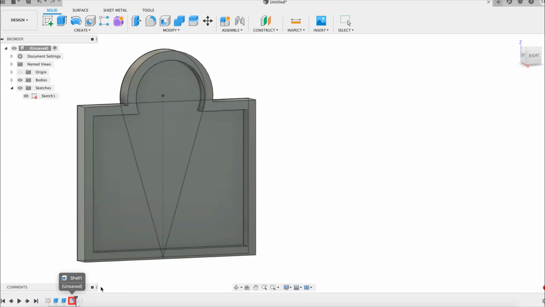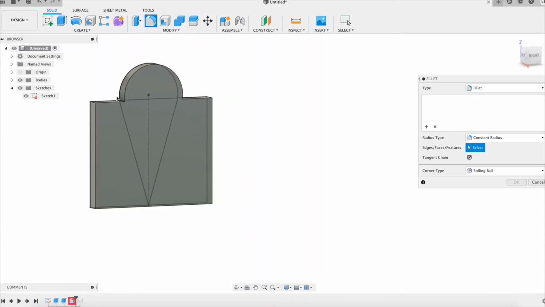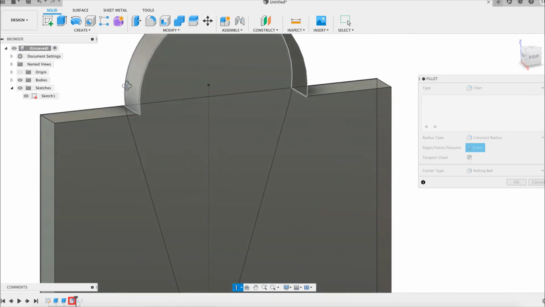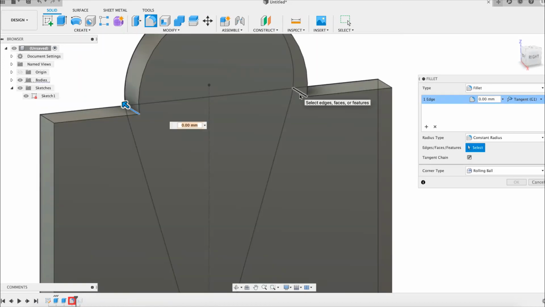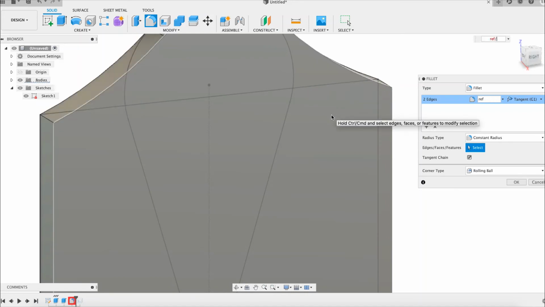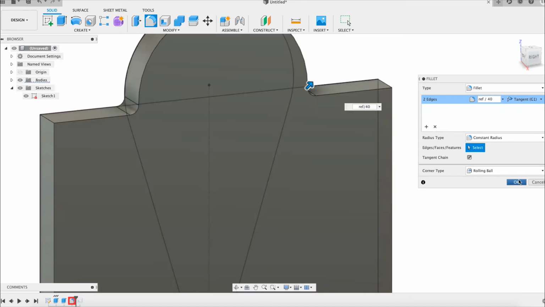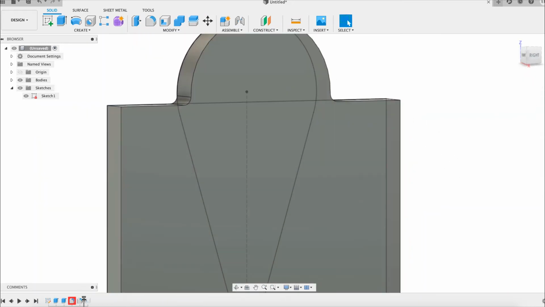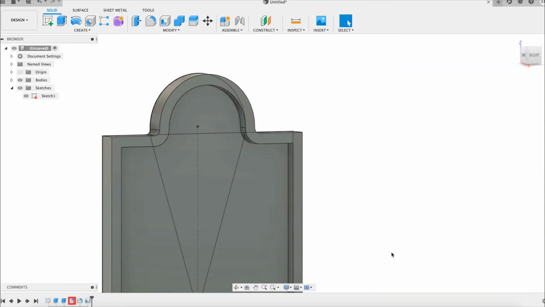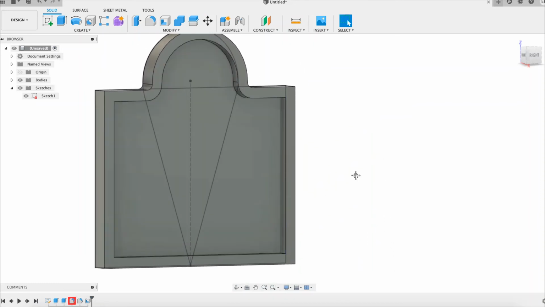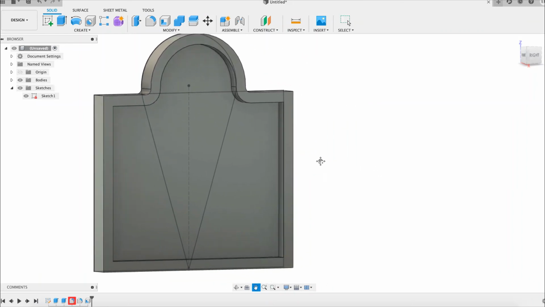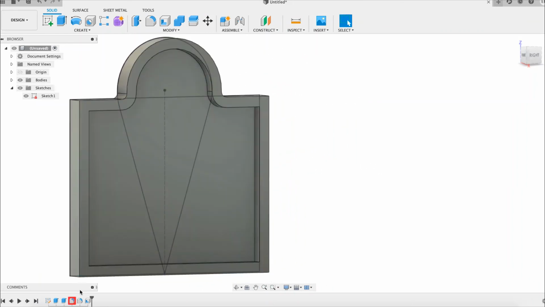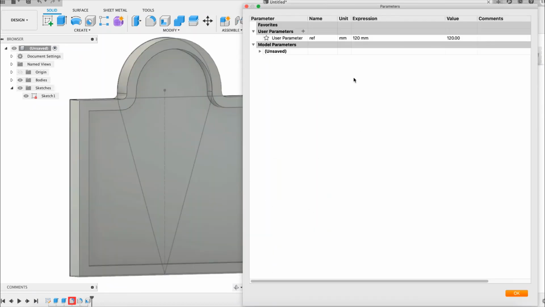We could edit the faulty feature indicated in red on the timeline. But instead we will choose to insert an intermediate feature and make another fillet. Our model is now corrected. Let's go back to the parameters and give back the value 100 to ref. Our model is rebuilt again.